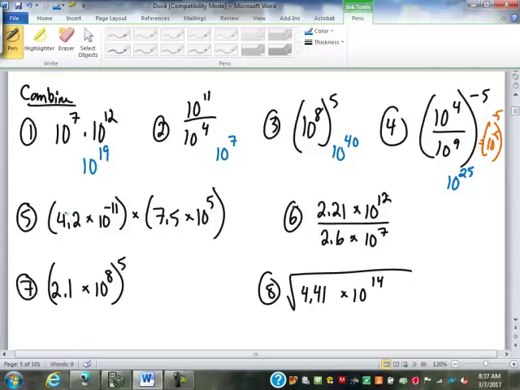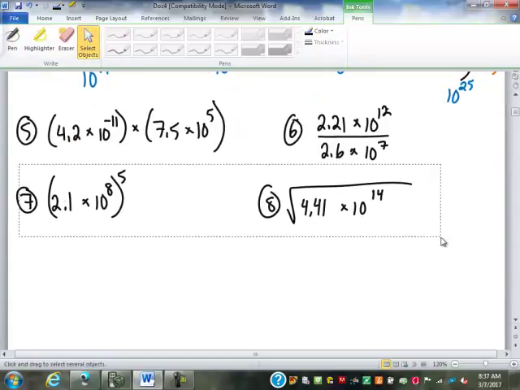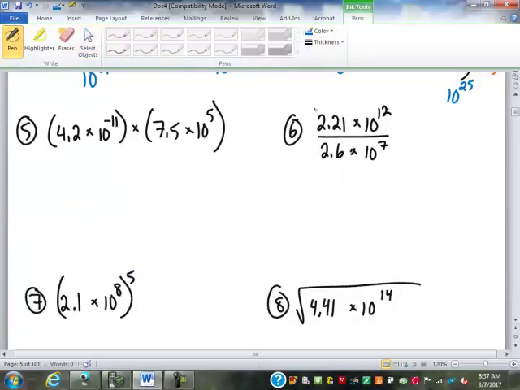Number 5 here, I'm actually going to scroll up and use my little tool here to make a little more space. So, when we multiply numbers in scientific notation, we multiply the counts. 4.5 times 7.5 is 31.5. We also multiply the names. 10 to the negative 11th times 10 to the 5th. What's negative 11 plus 5?